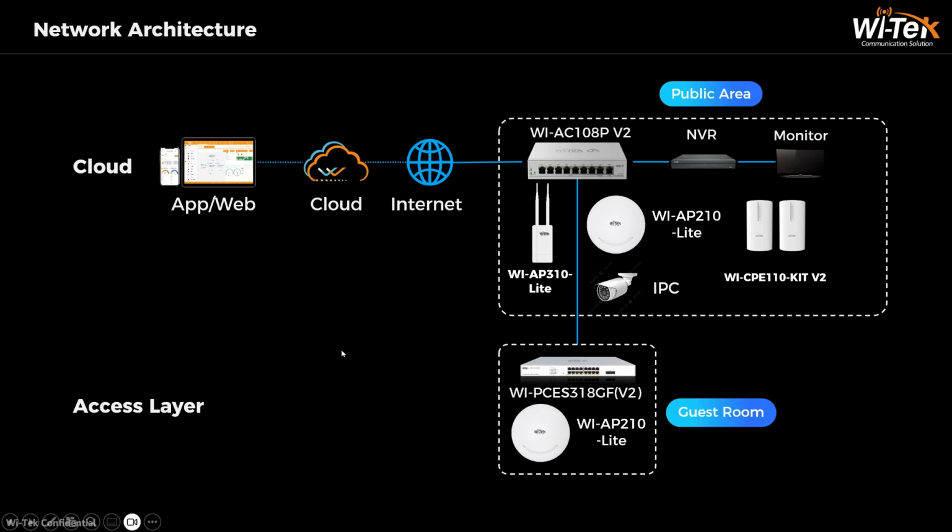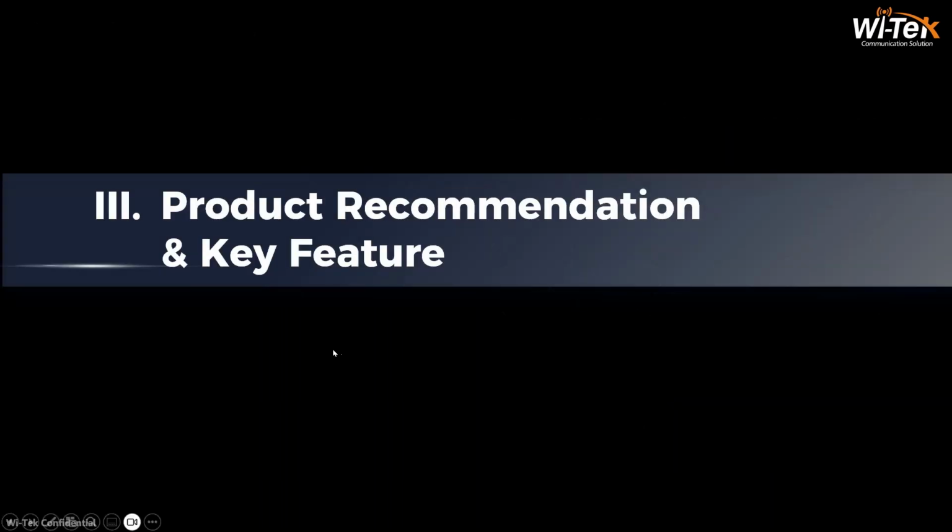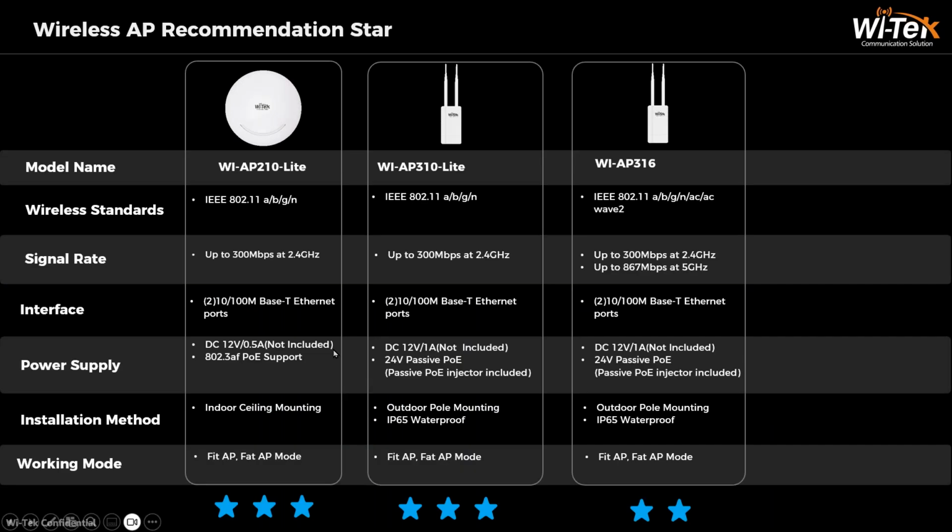Okay, let's move to the next part, product recommendation and key features. Because we defined the hotel level as economical, we just stated the Wi-Fi 4 level indoor AP and outdoor AP. But if your customers want to set Wi-Fi 5 APs, that is also okay. It still depends on your project or your final use requirements.